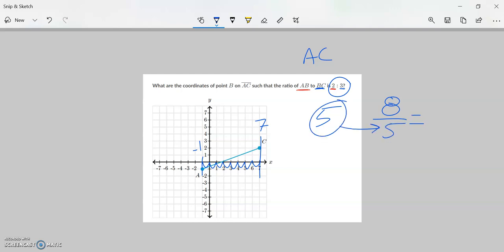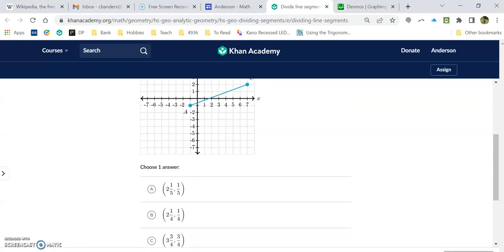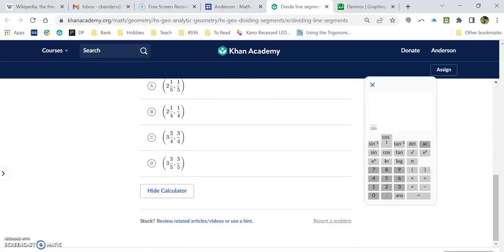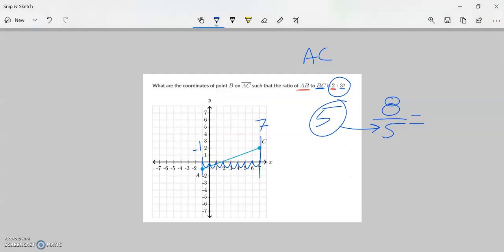I believe it's 1.6667. Let's just pull our calculator out. 8 divided by 5. 1.6. Yeah, actually it's 1.6, not 1.6667. Is that right? Yeah. Oh yeah, it is 1.6. Okay. So 8 over 5 is equal to 1.6.